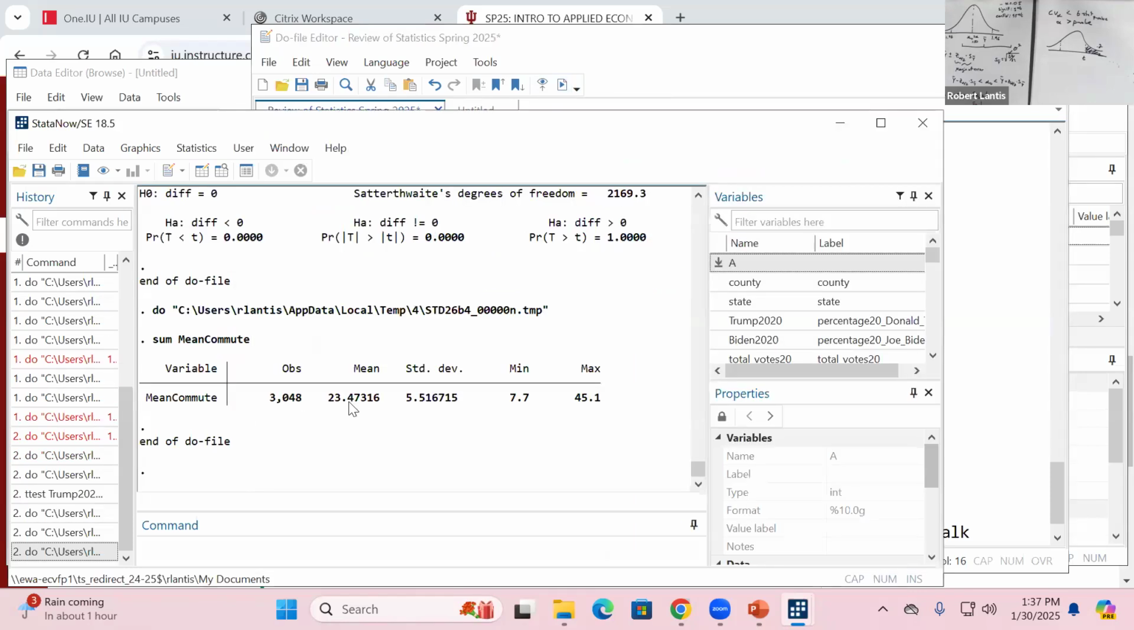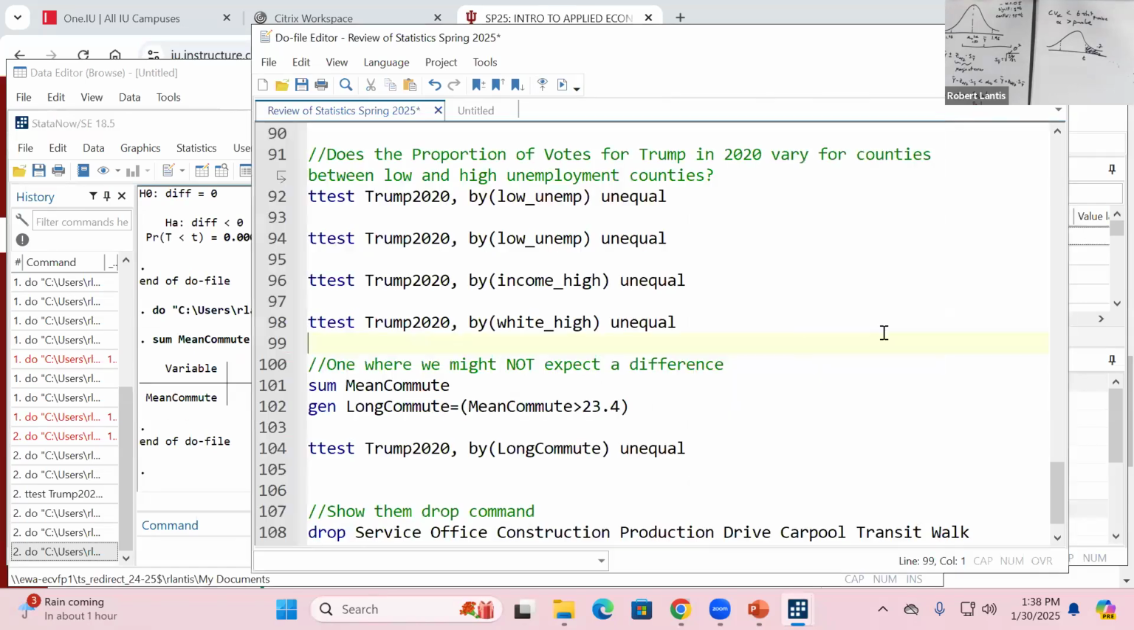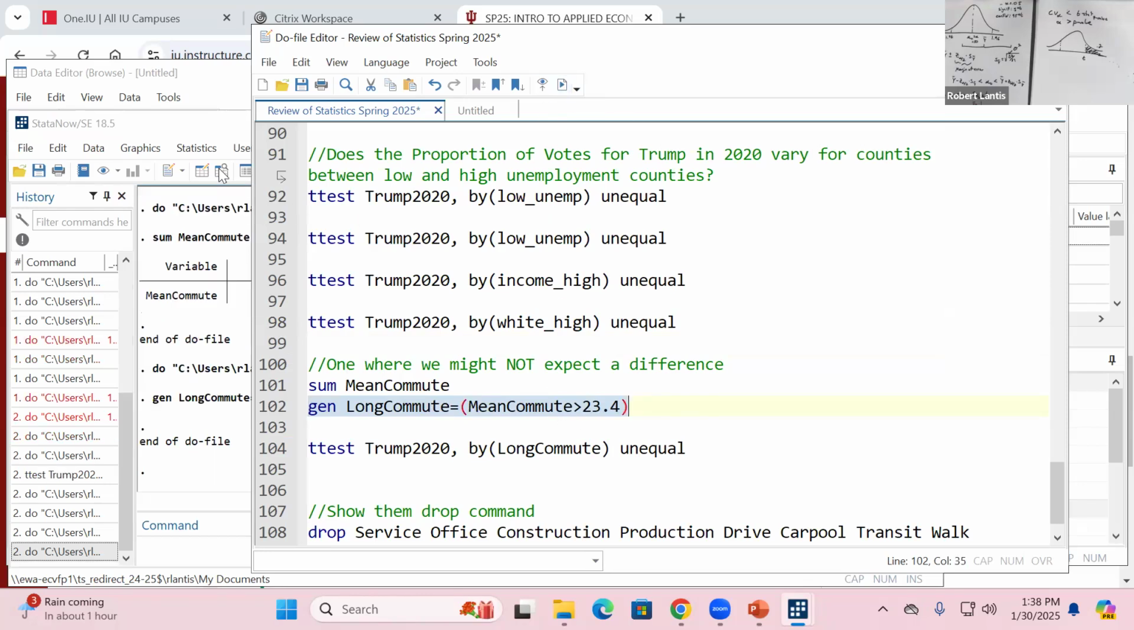Okay, the mean was about 23.47. I'm then going to create this 1, 0 variable. Once again, how do I do that? Put a conditional statement in parentheses. So every time the mean commute of a county was greater than 23.4, which is about the average across all the counties, I'm going to put a 1 in here and call that long commute. You have more than 23 minutes to get to work every day. Anything that doesn't meet that criteria gets a 0. So I'm going to create that variable.